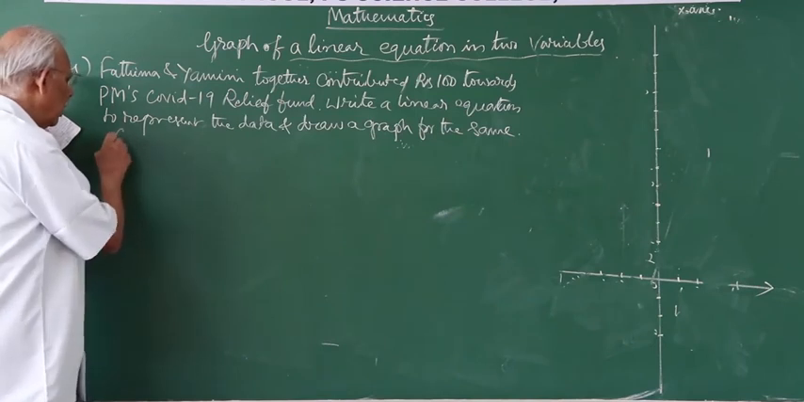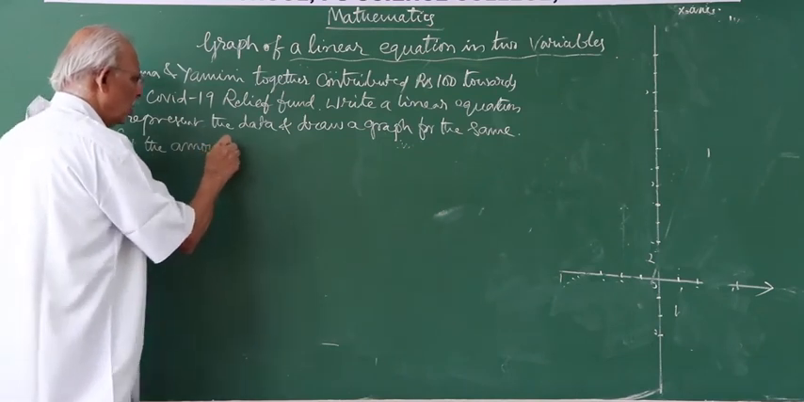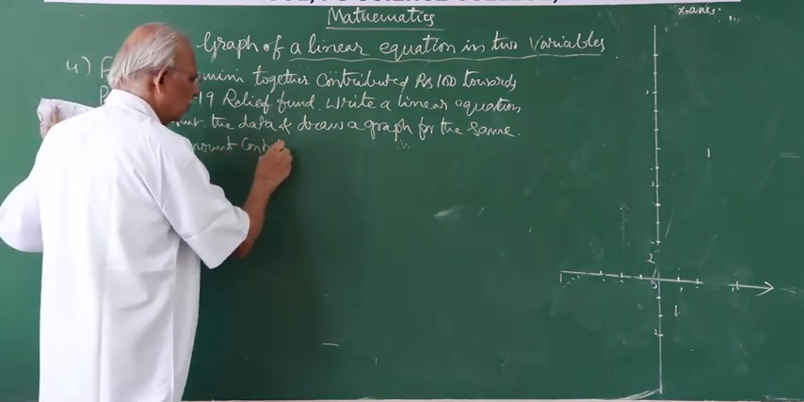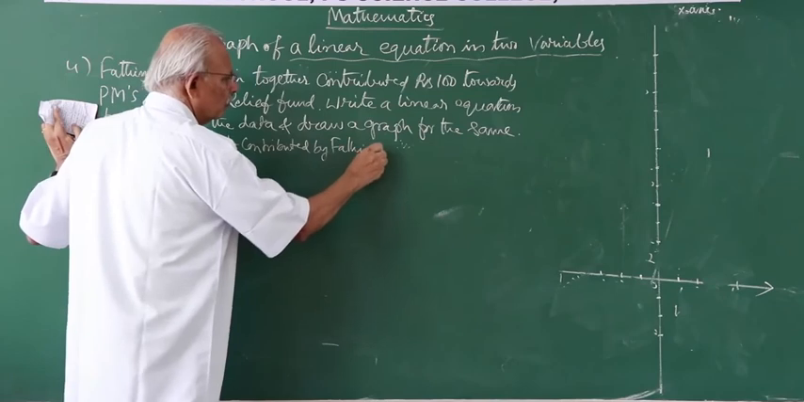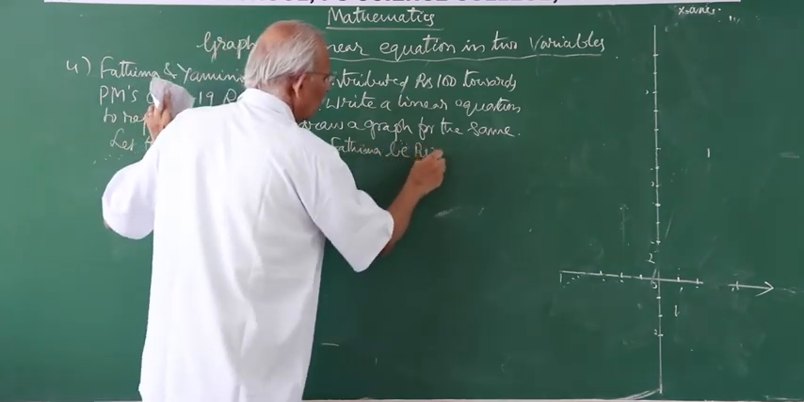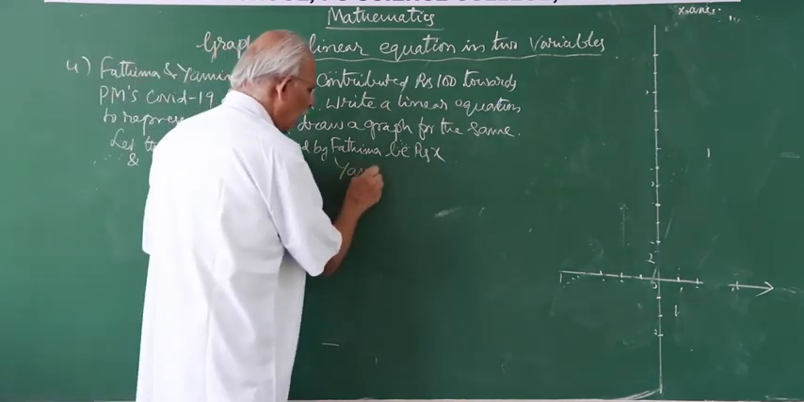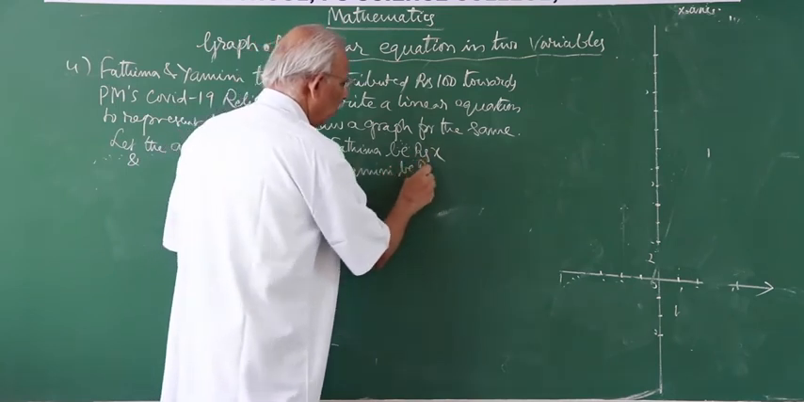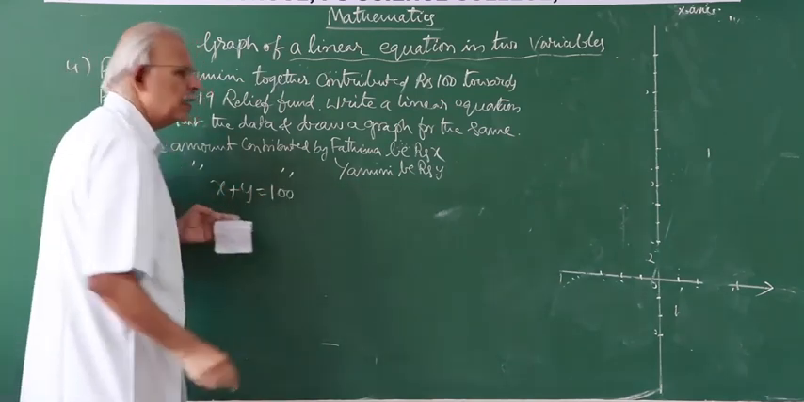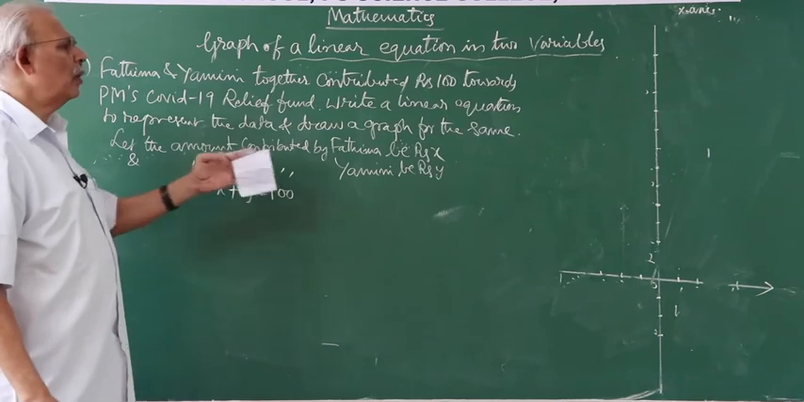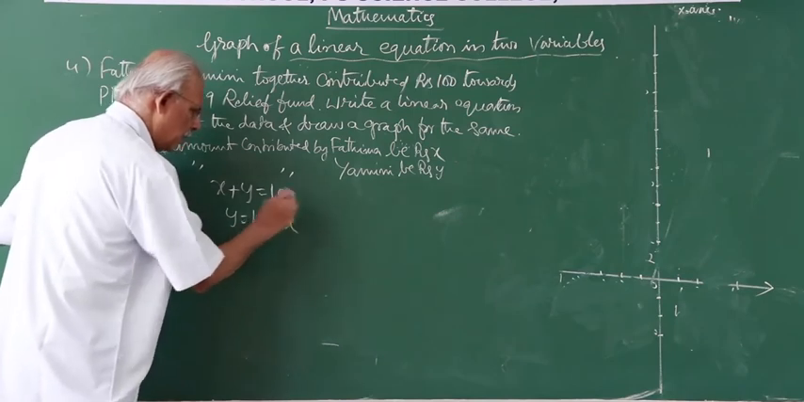Look here. Let the amount contributed by Fatima be rupees x and the amount contributed by Yamini be rupees y. Together contributed means x plus y equals 100. This is the equation. Now you have to draw the graph for this. Now y equals 100 minus x.